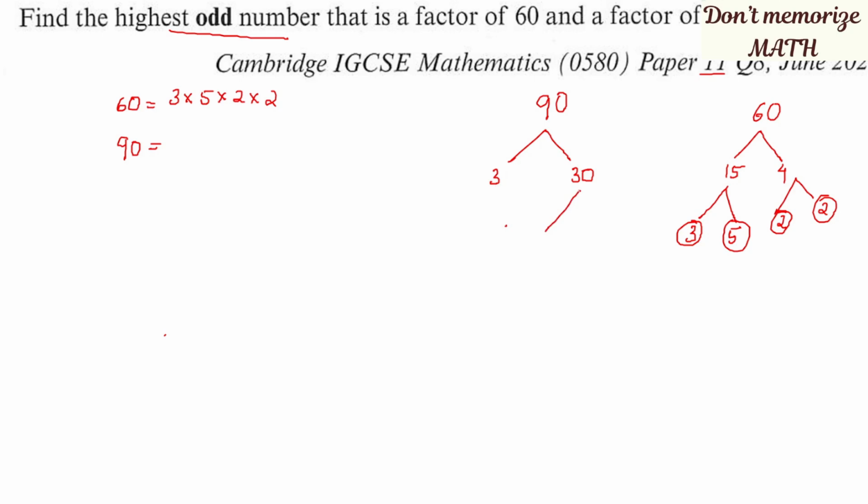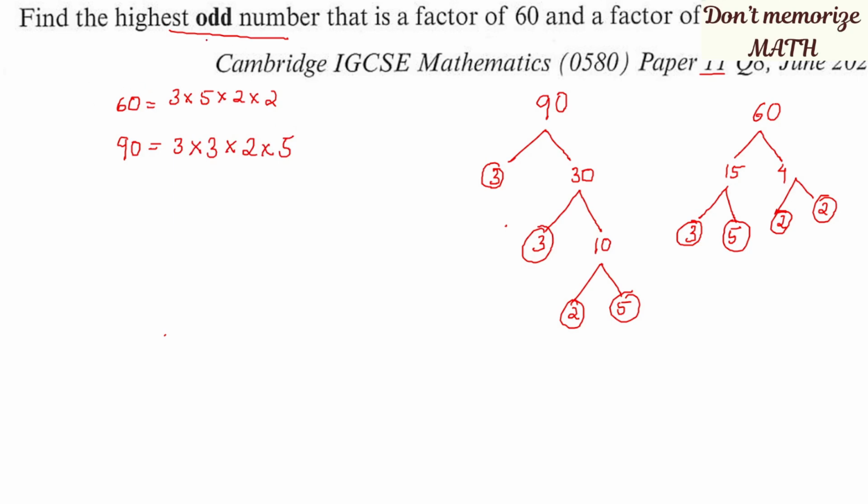So how can we split 30? You can split it as 3 times 10. Again 3 is a prime number. 10 is a composite number, so you can split 10 as 2 times 5. So we will write 3 times 3 times 2 times 5. Okay, so here 90 is equal to 3 times 3 times 2 times 5.